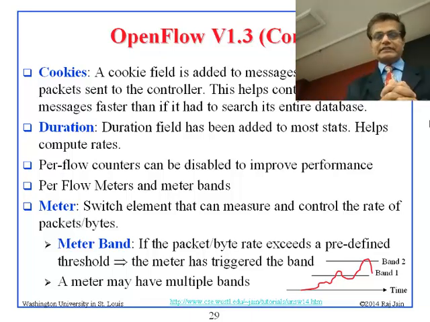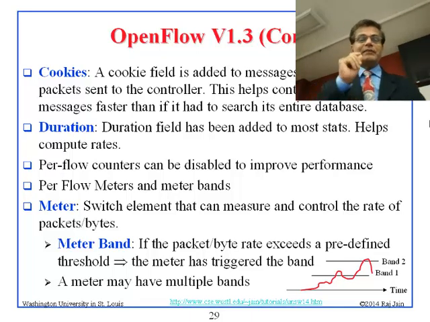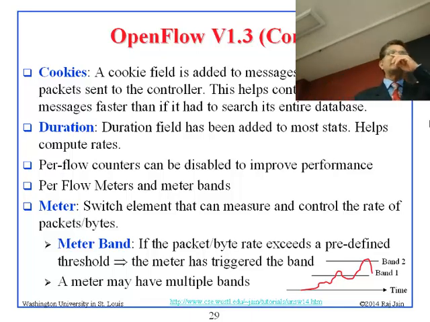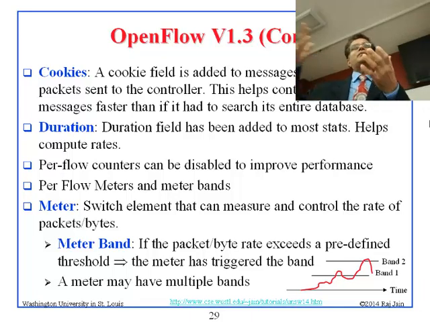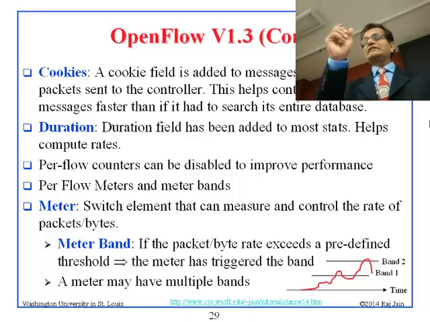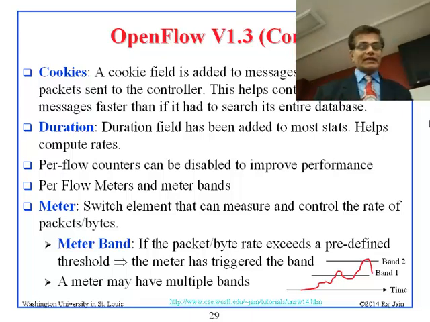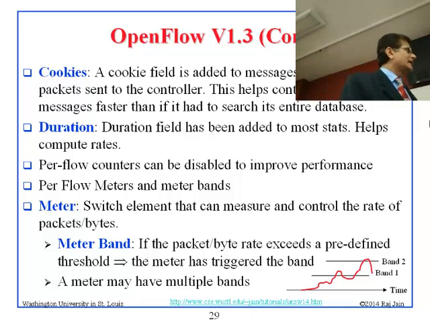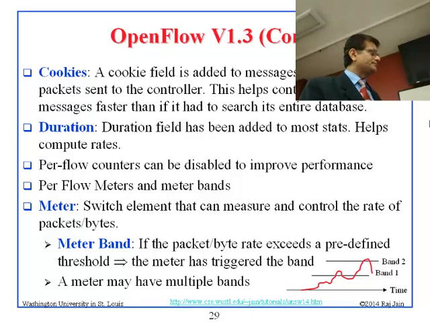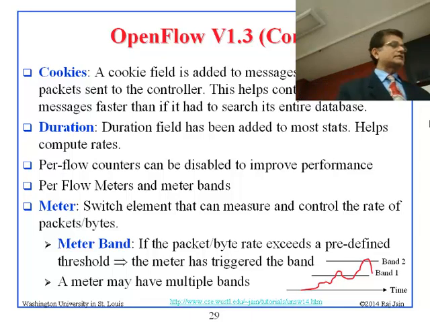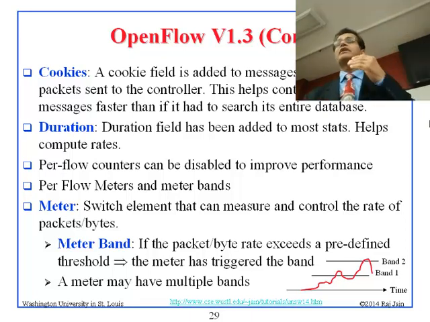Per flow counters can be disabled and enabled, and there are something called meters. A meter is simply a rate counter. Generally counters count only bytes or packets, but the meters count bytes per second. So all a meter is, there are two counters, one for bytes and one for seconds, and you divide them. But the meter can have a threshold, and the thresholds are called bands. So you could say if the flow is in band one, then let it go. If it is in band two, then mark the discard eligibility bit and then send it. If it is in band three, then throw it away. So basically you can do rate control.